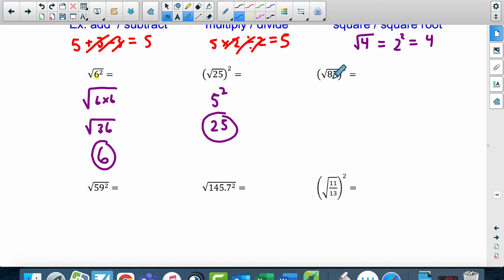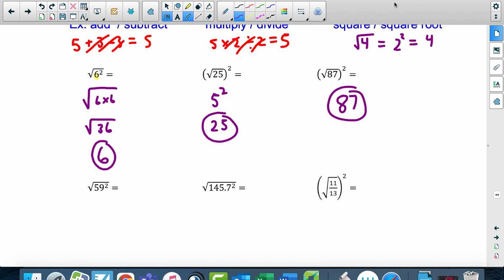So do you have the hang of it? Here's 87. We're going to take the square root of that. I don't even know what that is. That's not a perfect square. I don't know, 9 point something or other, some big decimal. But what I do know is if I take the square root and then square it, they undo each other, so the answer must be 87.